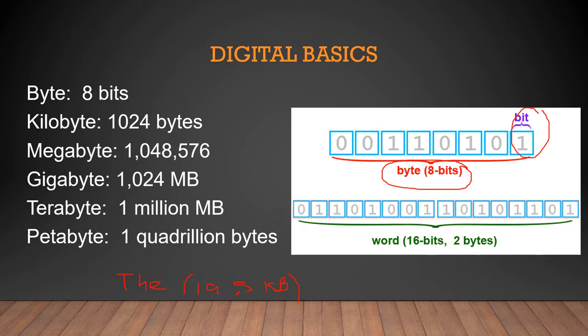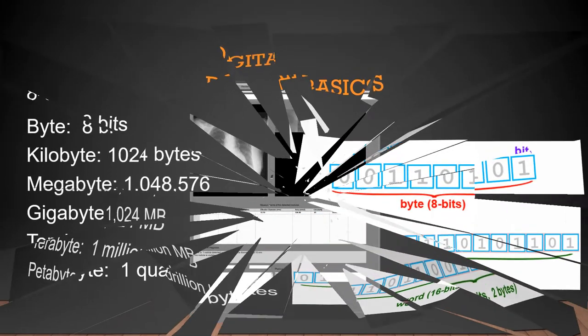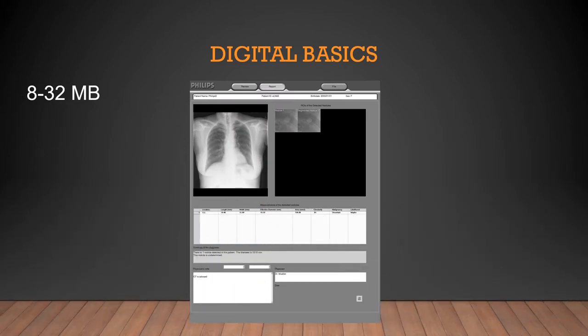If I wanted to use a Word document and type an entire page of data, that would be 22 kilobytes of data, but that would be 1,414 characters. If I wanted to game, my children like to game. I don't like to game. I don't know how to game. But I would want to buy a system that could hold a terabyte or a petabyte. My son just purchased a VR system, and that has a petabyte of data. So people do use that much data. One image on a chest x-ray is about 8 to 32 megabytes of data. That's how much you need in order to store data.